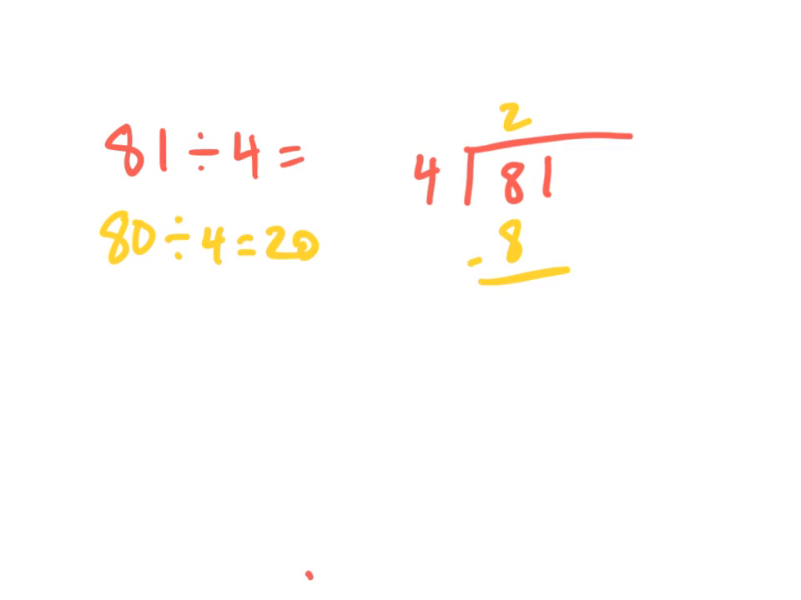So I'm going to subtract. 8 minus 8 is 0. Bring down this 1. Now I have to ask myself, how many times does 4 go into 1? And that's 0 times, because 4 is bigger than 1. So there are 0 full groups of 4 that will fit inside 1. So I'm done. My final answer, or the quotient, is 20 remainder 1.